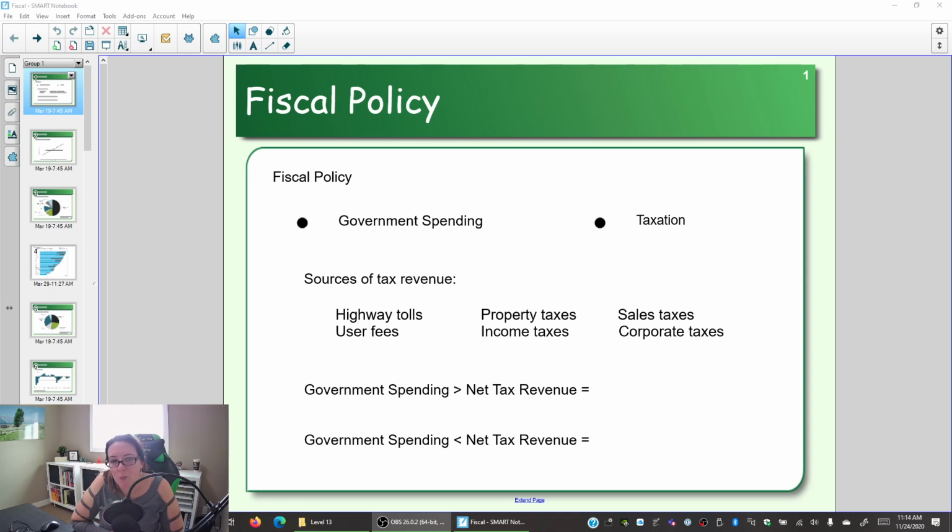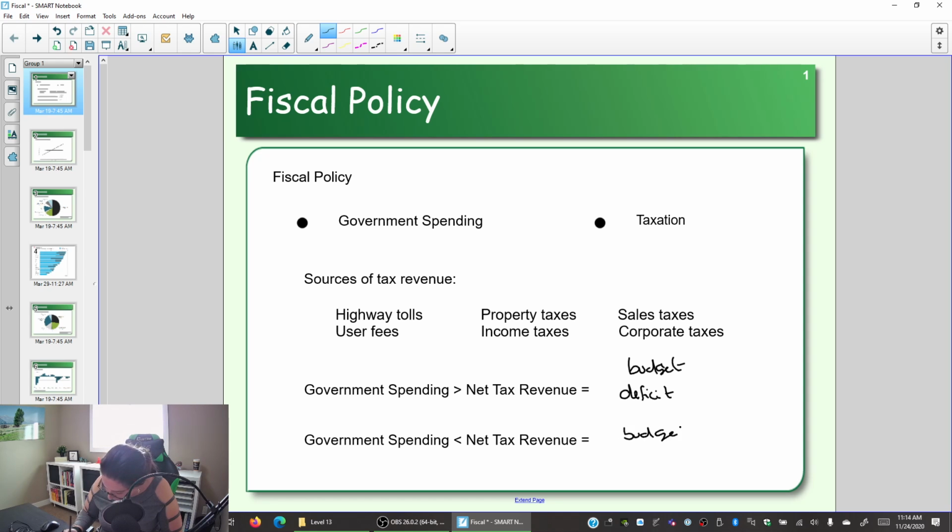So sometimes when we pay taxes, some of it comes back to us in transfer payments. That's where the government pays you. So that's why we talk about net taxes. Net taxes are the portion of the taxes you pay that go to the government and stay with the government. Now, if the government spends more than it brings in tax revenue, we have a deficit. And often we refer to this as a budget deficit. If the government spends less than it brings in tax revenue, then we have a budget surplus.